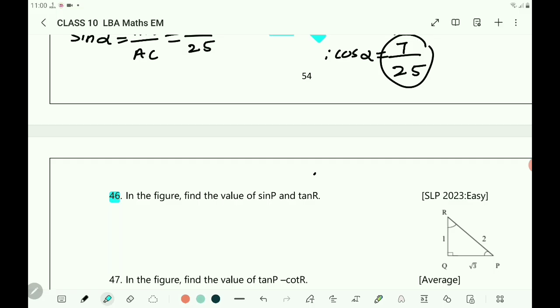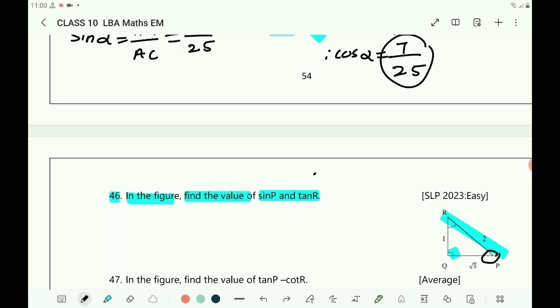What is the question? In the figure, find the value of sin P and tan R. Here the given triangle is RQP, Q is the right angle. All three sides are given. And what we have to find out? We have to find out sin P and tan R. So angle P is here. For sin P, we have to take the opposite side by hypotenuse. And for tan, we have to take opposite side by adjacent side.